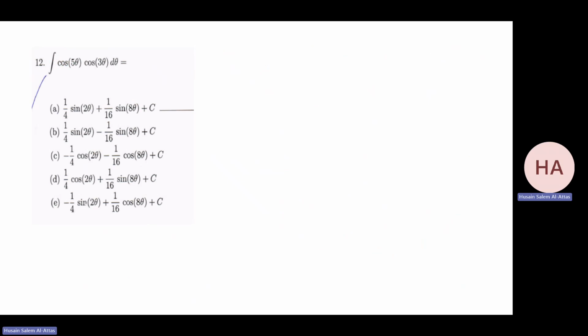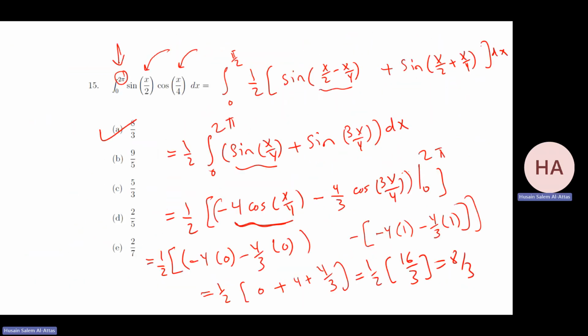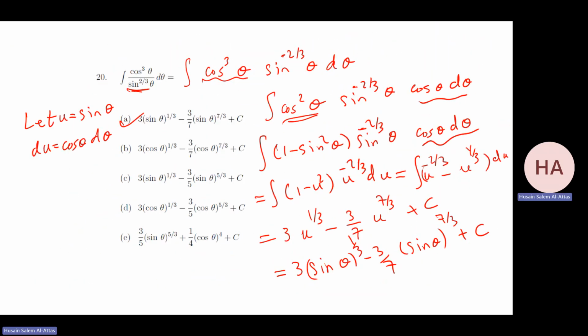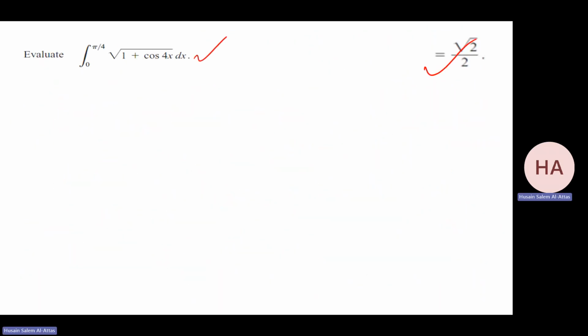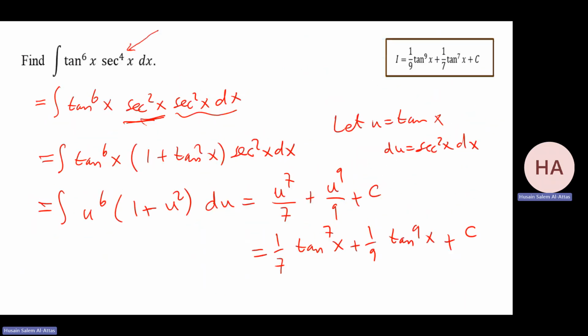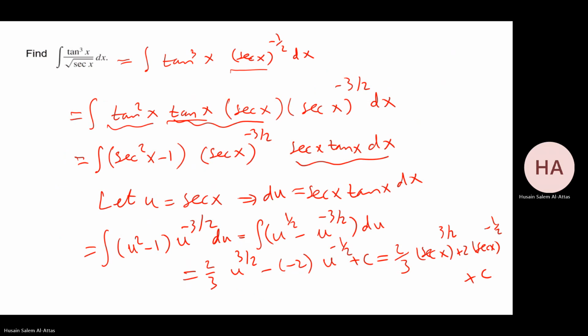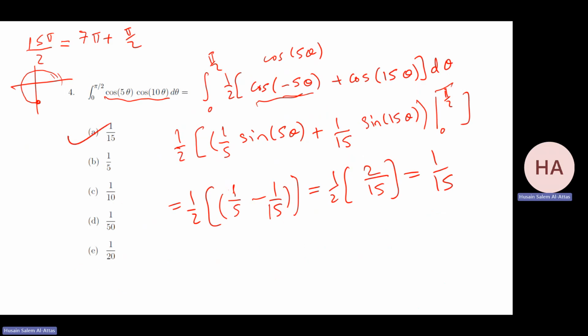Cosine, cosine, if you remember, if you have cosine, cosine, we have what? Now it will be cosine, the difference. I will use cosine in this case. So I have cosine the difference plus cosine the sum. I'll use this.